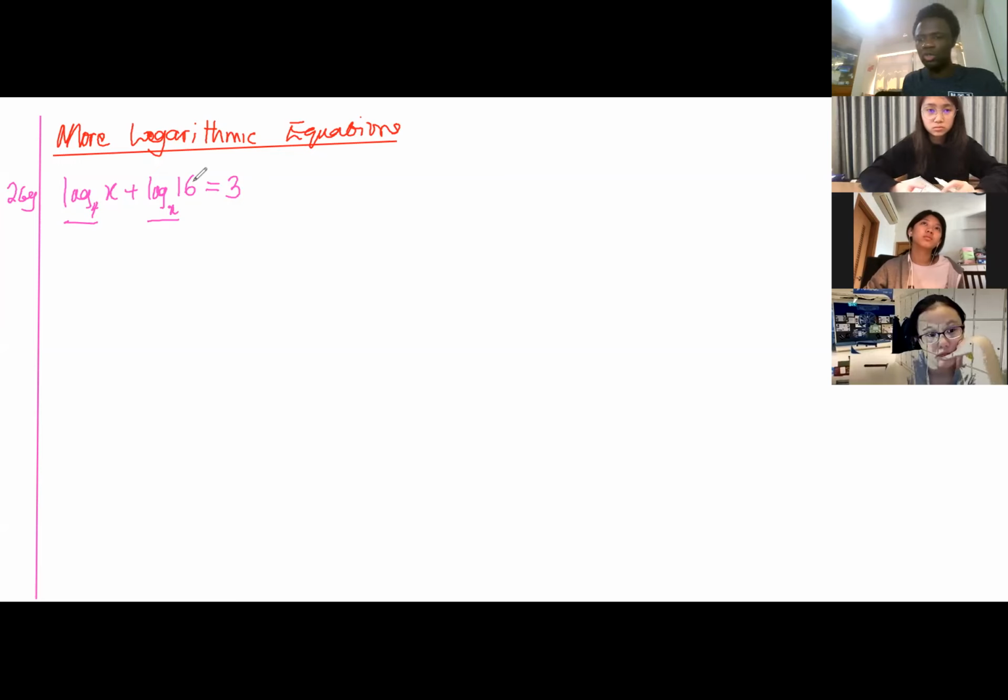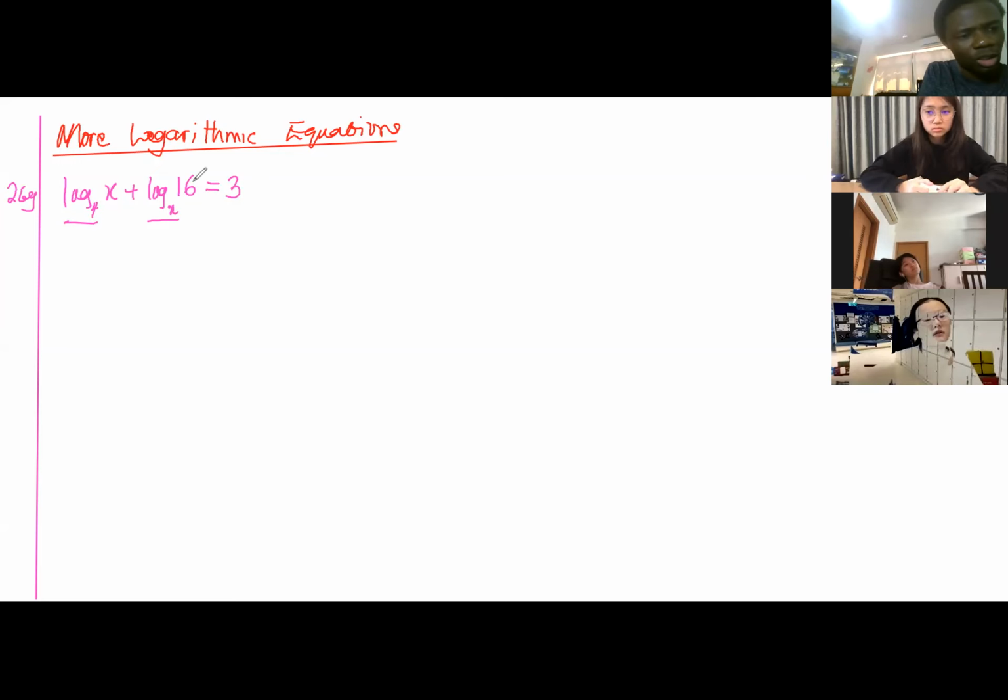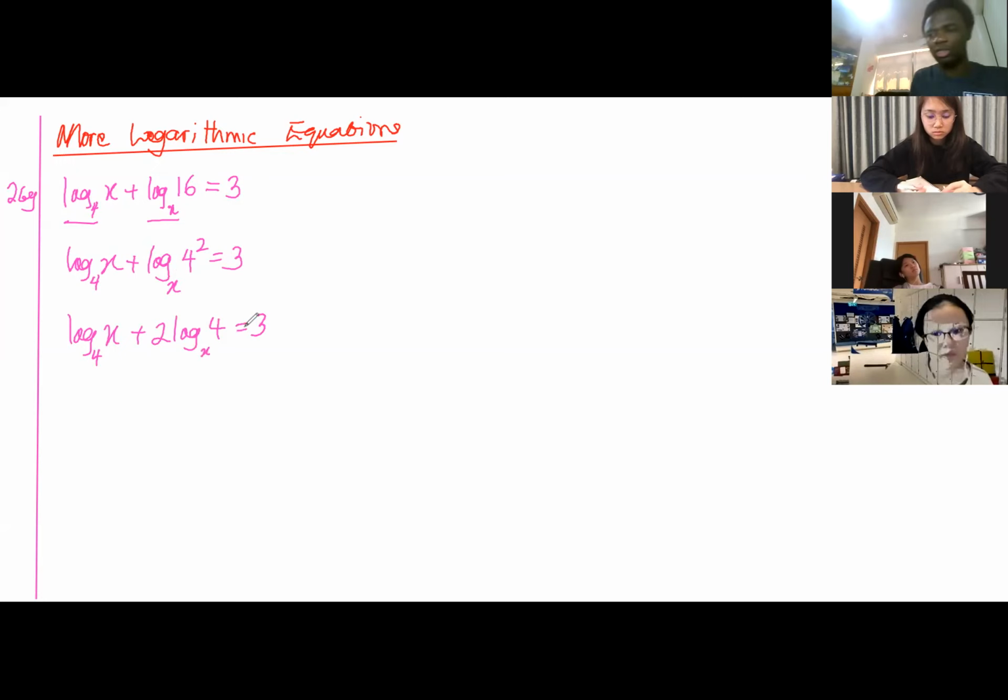Then we're going to use the inverse of log principle. So I'm going to leave this as log x to base 4, and this will be log base 4 squared, 16, equals 3. Then this will be log x to base 4, while this is 2 log 4 to base x, equals 3. This is the general form that most of the questions will look like.